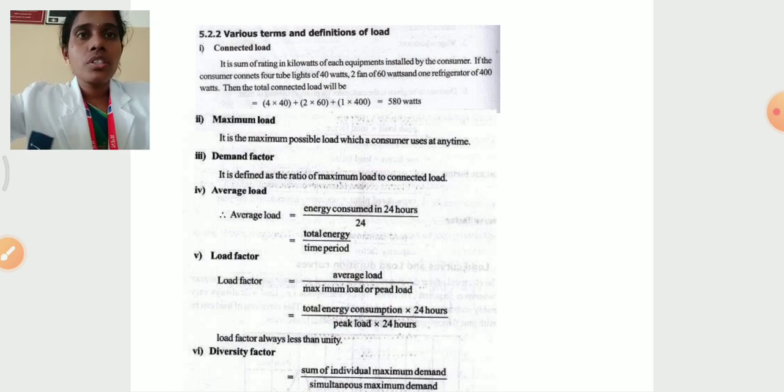And the second definition is maximum load. Maximum load is defined as the maximum possible load when a consumer uses at any time. So whenever a consumer uses at any time, the maximum possible load.